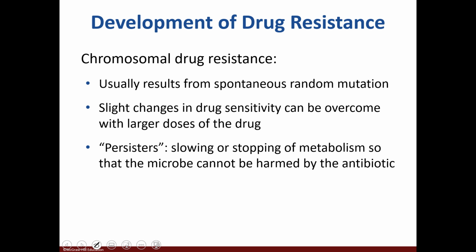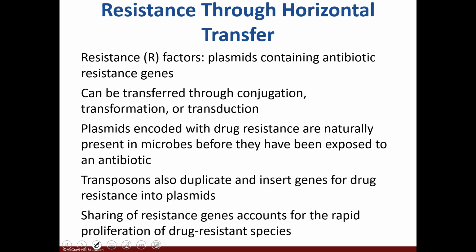Chromosomal drug resistance often comes from spontaneous mutations, and sometimes a larger dose of the drug may be effective. Persisters exist in a population and go into a hibernation so that the antibiotic can't target them. Conjugation, transformation, and transduction all can transfer the R factor, which we discussed previously. The plasmids with resistance genes may be transferred, and transposons can also insert resistance genes. This then spreads like wildfire in the population.